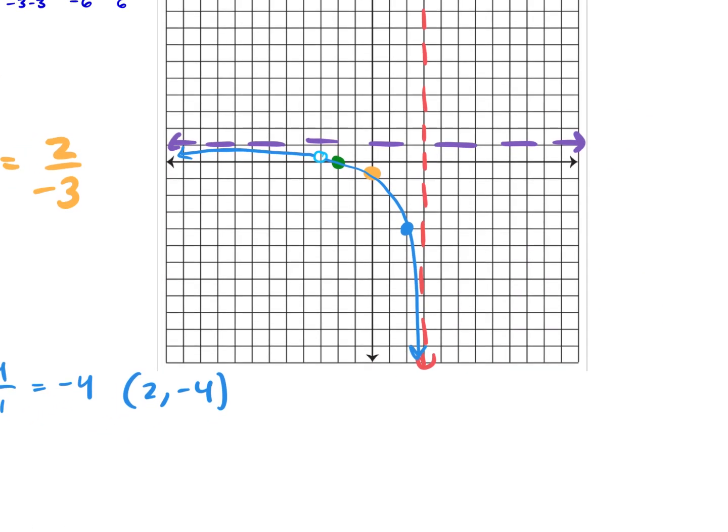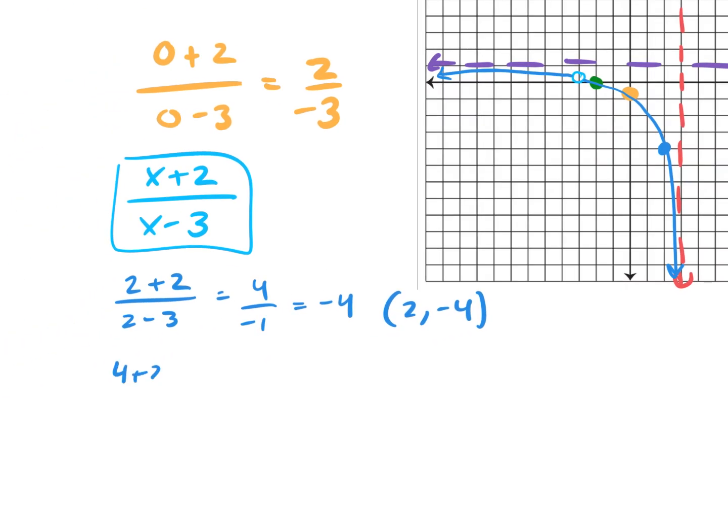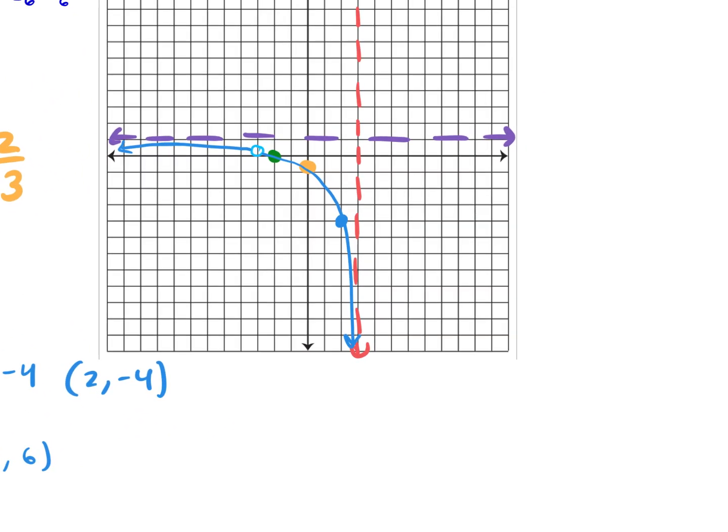So we can plug in 4. So 4 plus 2 over 4 minus 3 would be 6 over 1. So we plugged in 4 and got 6. So on our graph, go to the right 4 and up 6. So that helps us. Now we know we're above our horizontal asymptote. So our little boomerang shaped graph is going to be above the horizontal asymptote.